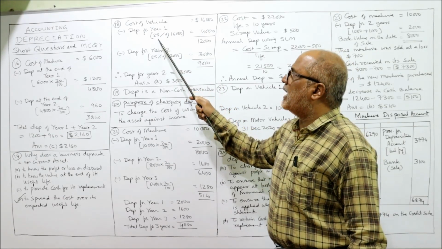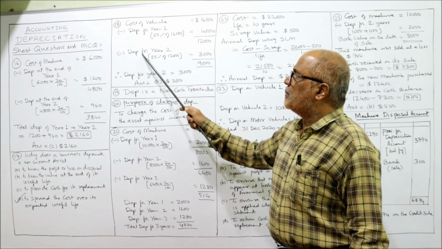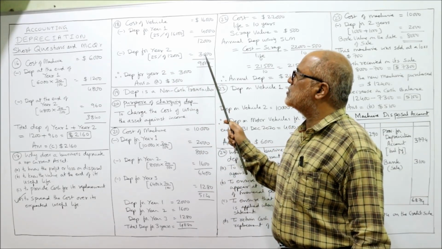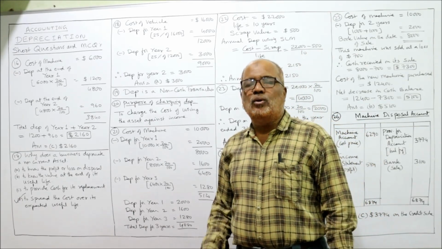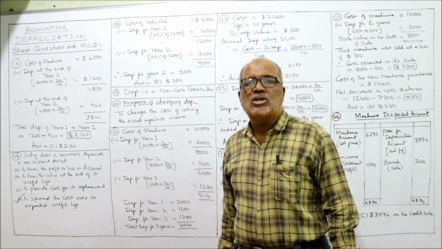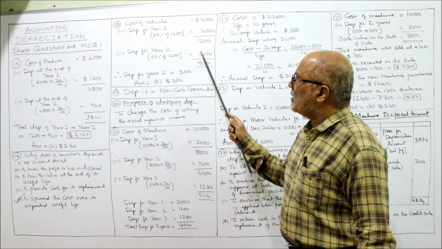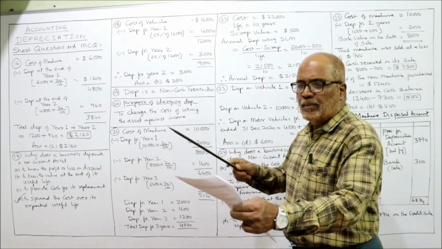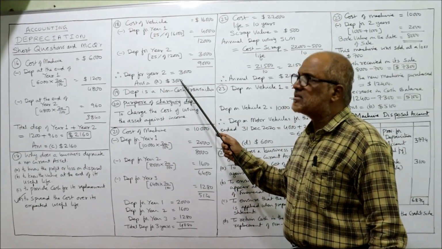16,000 times 25 by 100 is 4,000. 16 minus 4 is 12,000. Depreciation for year 2 is 25% of 12,000, which comes to 3,000. Deduct 3,000, 9,000. But the problem is asking, what is the depreciation for year 2? So year 2 depreciation is 3,000. The answer is A. In the problem you can see A, B, C, D; the answer A is $3,000. That's it.